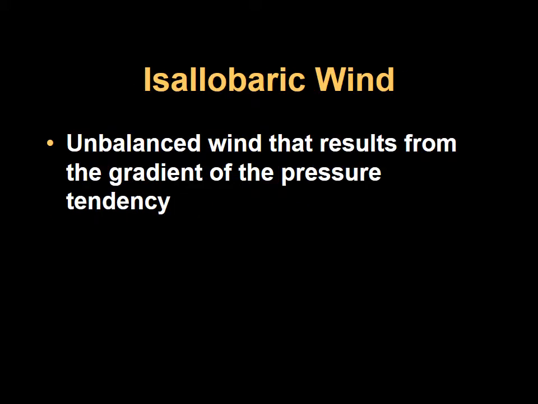So first off, Isallobaric wind, it's a big word. What does Isallobaric mean? Well, the Isallobaric wind is an unbalanced wind, since we are talking about unbalanced flows, that results from the gradient of the pressure tendency. So this is a wind that's unbalanced, and unbalanced means that there's an acceleration.